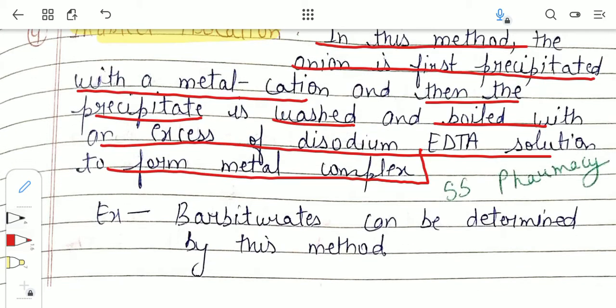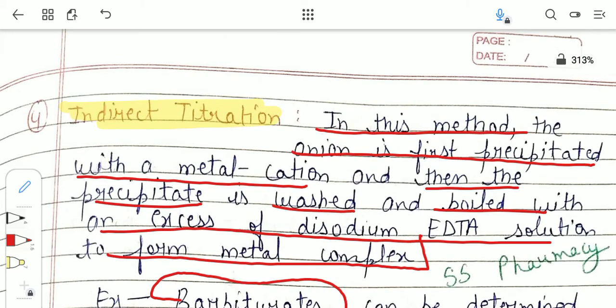The example is the barbiturates. Barbiturates are estimated by the indirect titration method. So this was all in our classification for the complexometric titration.